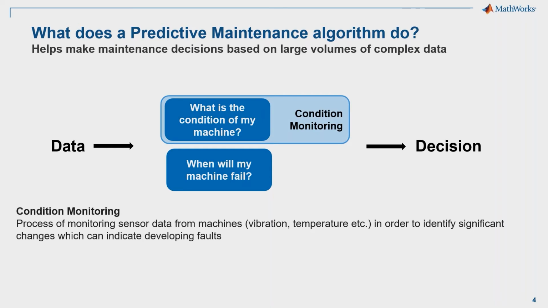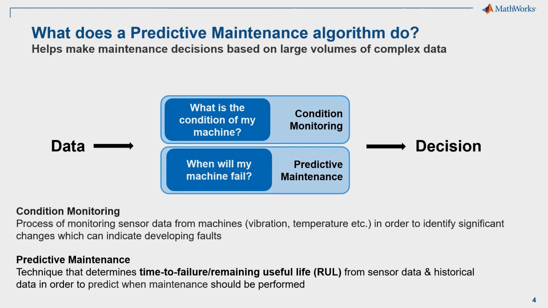Okay, so this top one, what's the current condition? This is often referred to as condition monitoring. This is a process where we're going to take data from sensors, generally on our machine, and use that to determine any significant changes or trends that are manifesting in our system that can point towards failure, or at least degradation, happening with our device.